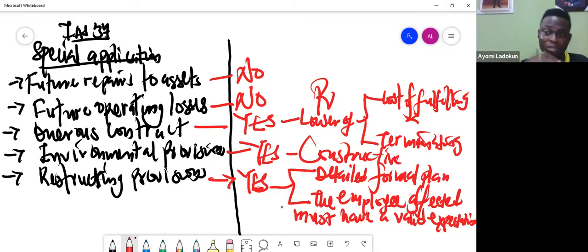Okay, so that means the people that have been affected should have known, either because the restructuring has started, because most likely restructuring will lead to redundancy. A lot of people will lose their jobs, right? So that's it. When those two conditions are met at the reporting date, they can decide to create provision. And that is the end of IAS 37.